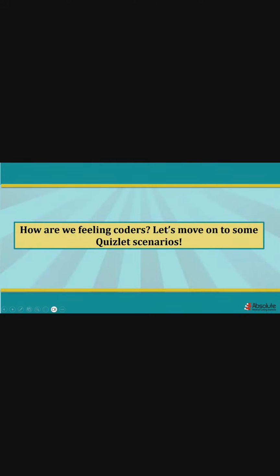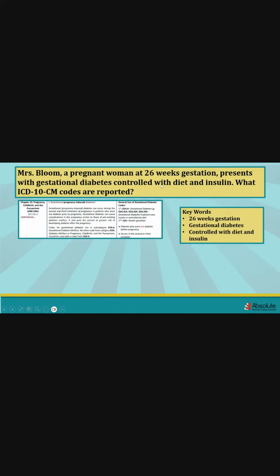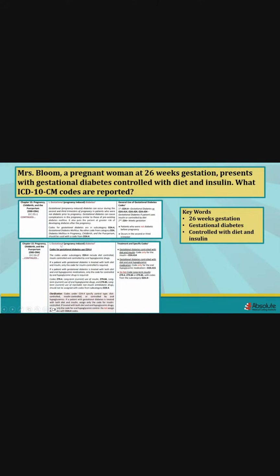Alrighty. So again, this is our scenario, and the keywords we're taking out of this are her 26 weeks of gestation, that gestational diabetes, and the gestational diabetes being controlled with diet and insulin. This is what the guideline looks like. So this is the whole guideline. So our IC15I, which is going to be our gestational or our pregnancy-induced diabetes. So automatically, if you look right here, to the right, it's giving us a sequencing suggestion.